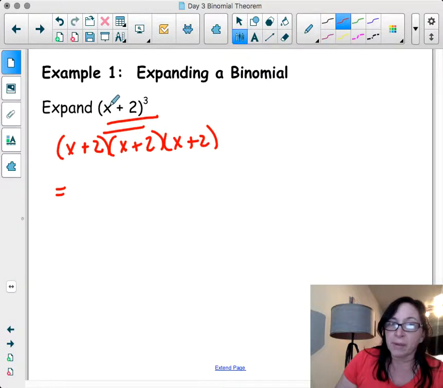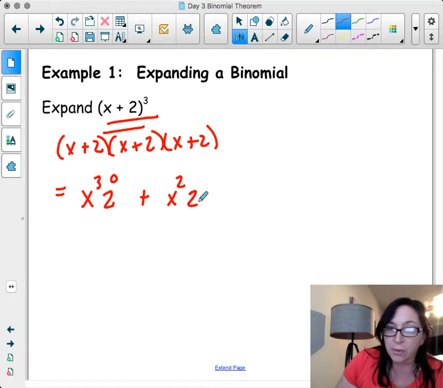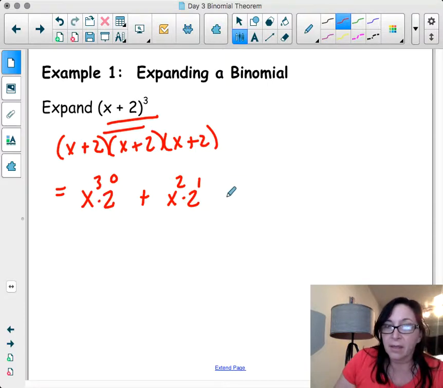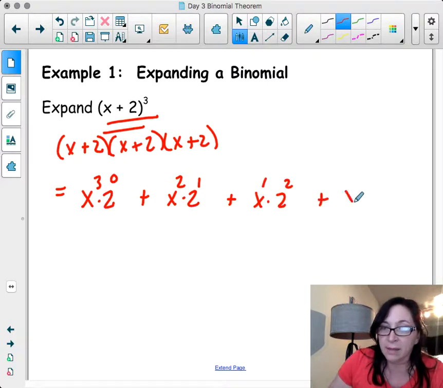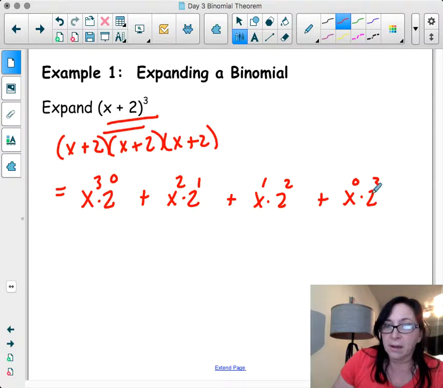So what we're going to do again is take the first term, which is x to the third power. So we always start off with x to the third power. Y, or our 2 value, is going to be 2 to the 0 power. The next term is going to be x to the second power, because remember, it starts off with 3. The next term is going to be 2, and the 2 will then be to the 1 power. The next term will be x to the 1 power, and 2 will be to the second power. Then x to the 0 times 2 to the third power. And then I'm done with that.